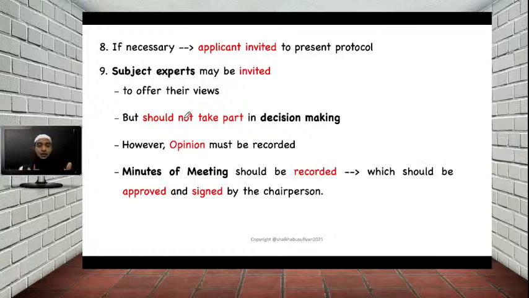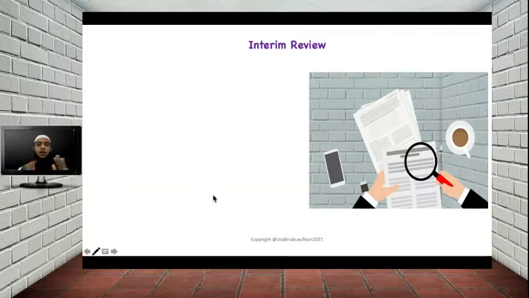Now you have conducted the meeting and all the ISC members were present in the meeting. Sometimes the protocol was also presented by the applicant and many things were discussed. Then for such a meeting, whatever things were discussed, the minutes of the meeting should be recorded, approved and signed by the chairperson. So whatever was discussed, whatever opinion was given by each and every member, including subject experts, everything must be recorded in the form of minutes of meeting, right? And it should be approved and signed by the chairperson of that particular committee. So this is all about the decision making.